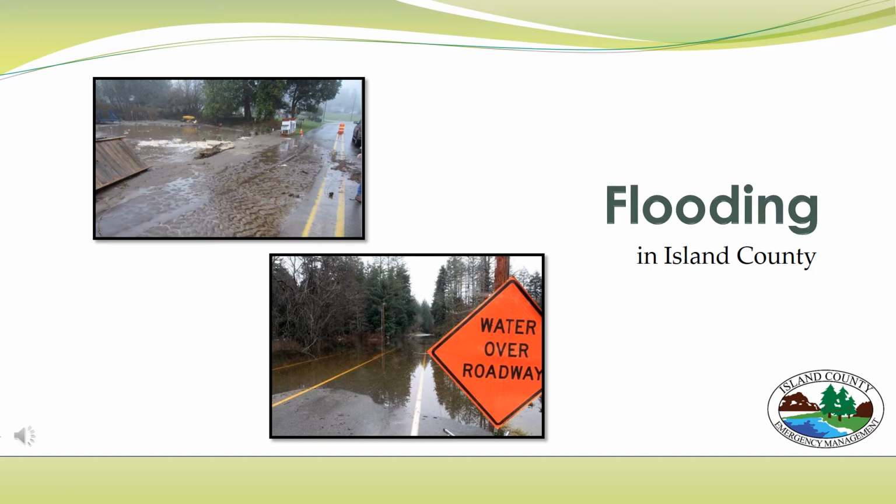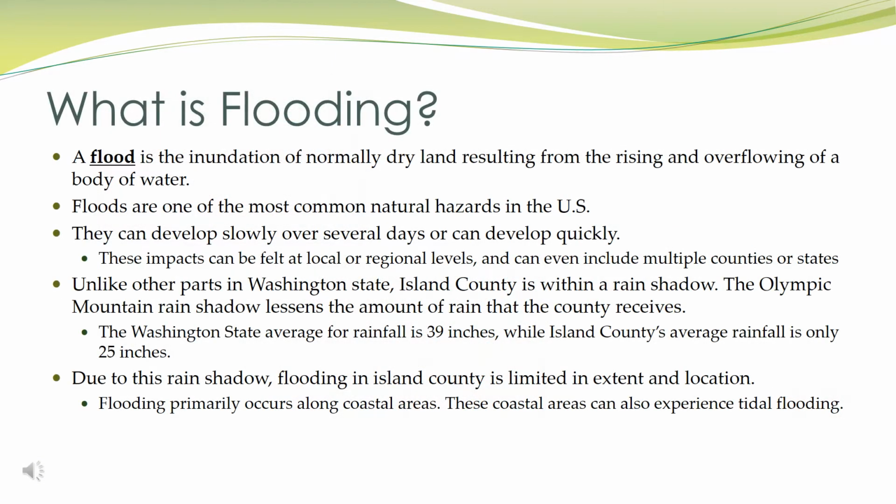And for this week's hazard, we're going to be talking about flooding. Most people who live in Washington know what flooding is. But let's go over the basics. The definition, what it can impact, and how flooding occurs in Island County. A flood is an inundation of normally dry land resulting from the rising and overflowing of a body of water.